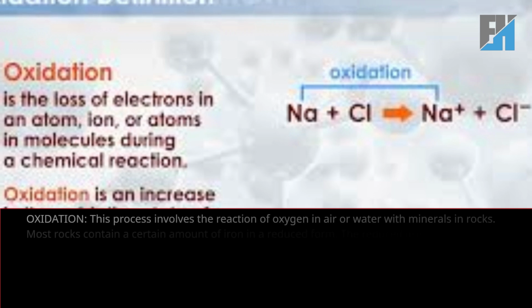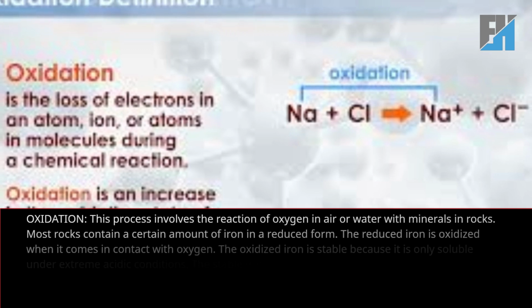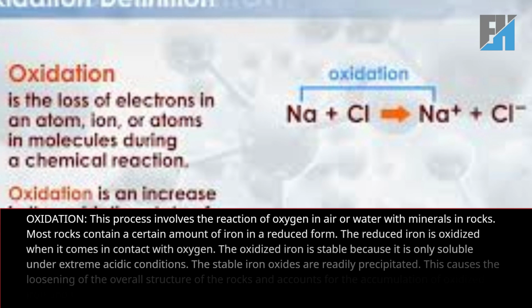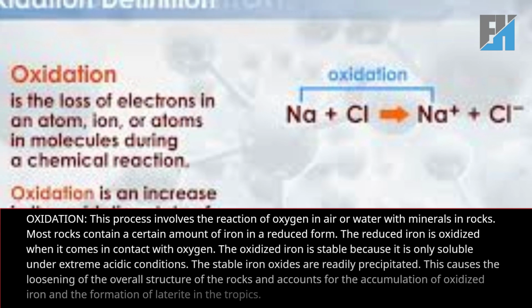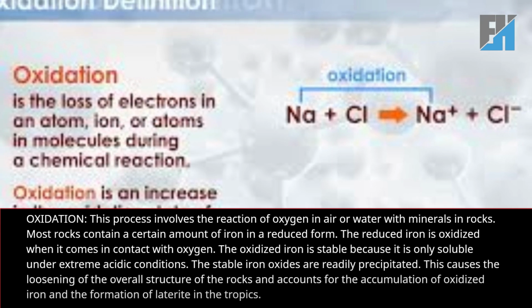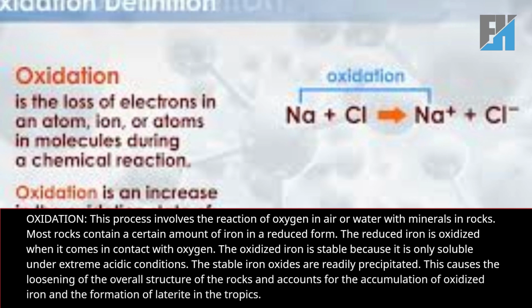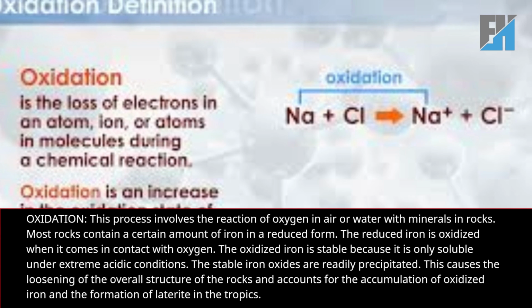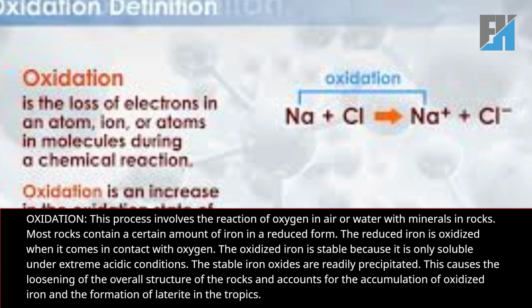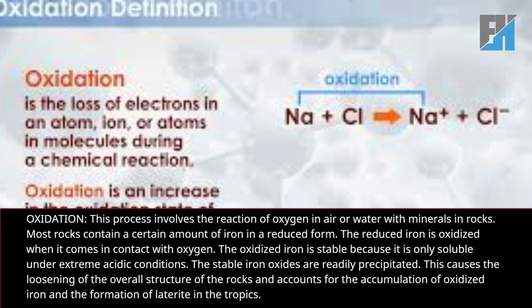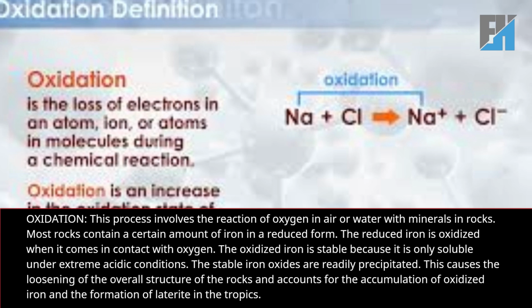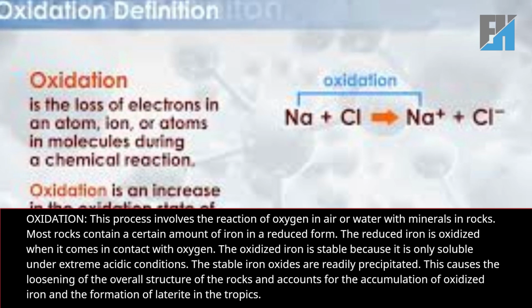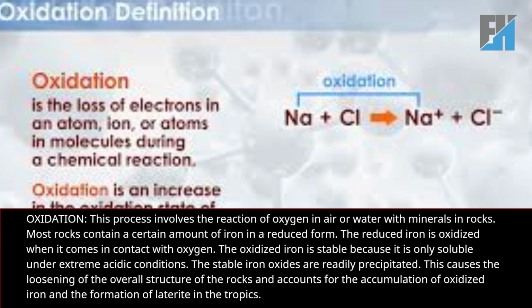Oxidation. This process involves the reaction of oxygen in air or water with minerals in rocks. Most rocks contain a certain amount of iron in a reduced form. The reduced iron is oxidized when it comes in contact with oxygen. The oxidized iron is stable because it is only soluble under extreme acidic conditions. The stable iron oxides are readily precipitated.